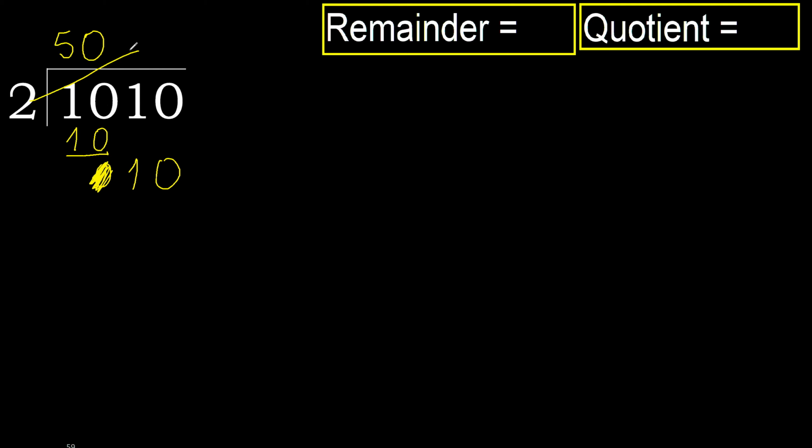10. 2 multiplied by 5 is 10. Is not greater, okay. 10 minus 10, 0. Next, there is not number, therefore finish it.